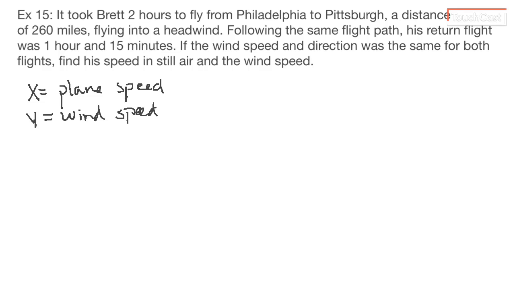So, if on the way there, it took him 2 hours going against the wind, meaning his total speed would have been the speed of the plane minus the speed of the wind. We can multiply that by 2. That should be the distance he traveled, 260.